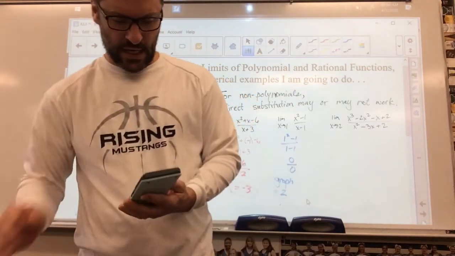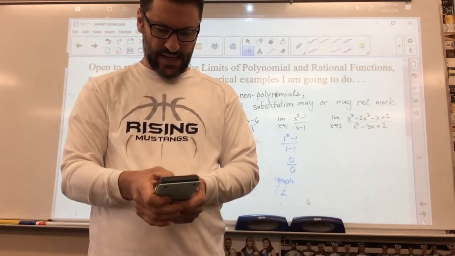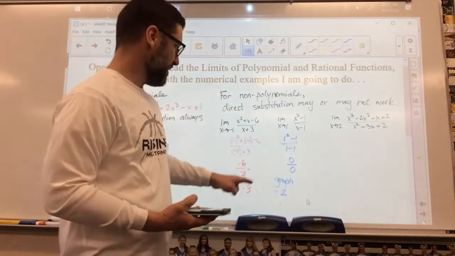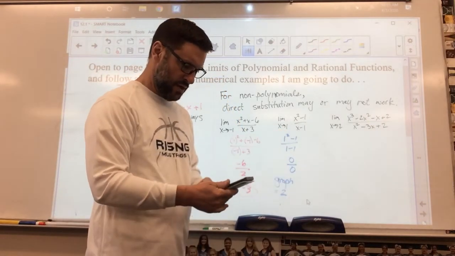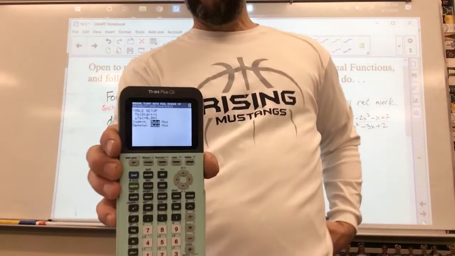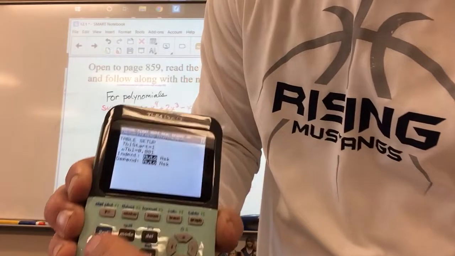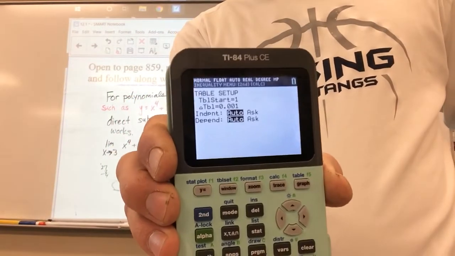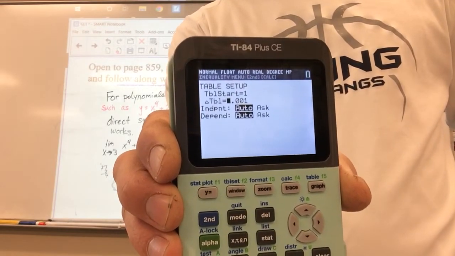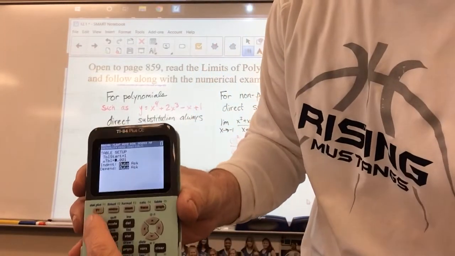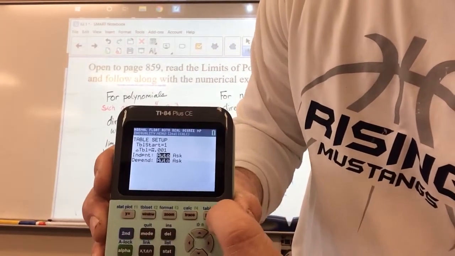You could also get this by your table, and we did this last week, so I want to practice it again. So I'm going to go second table set. I'm going to start my table this time at that limit value of 1. So my table start will be 1, and I'm going to change my table by 0.001. And the keys I hit second, that table set button. So I started at 1 and I changed it by 0.001, and now I'm going to go to my table. And to get to the table, you hit second table and it will go to your table.